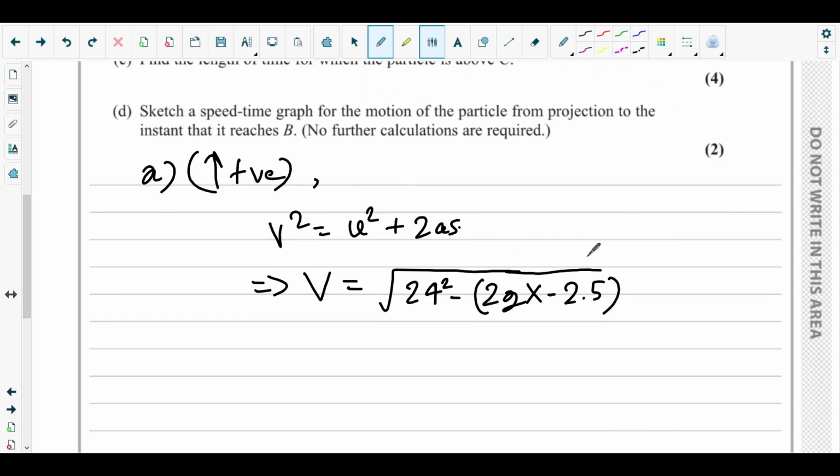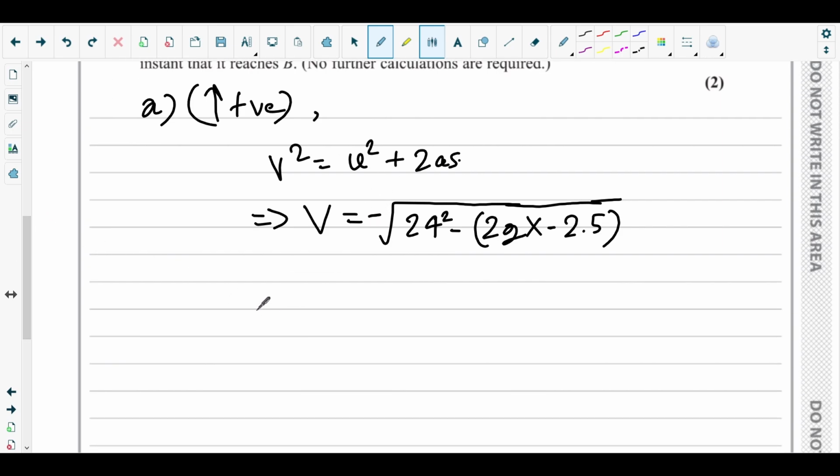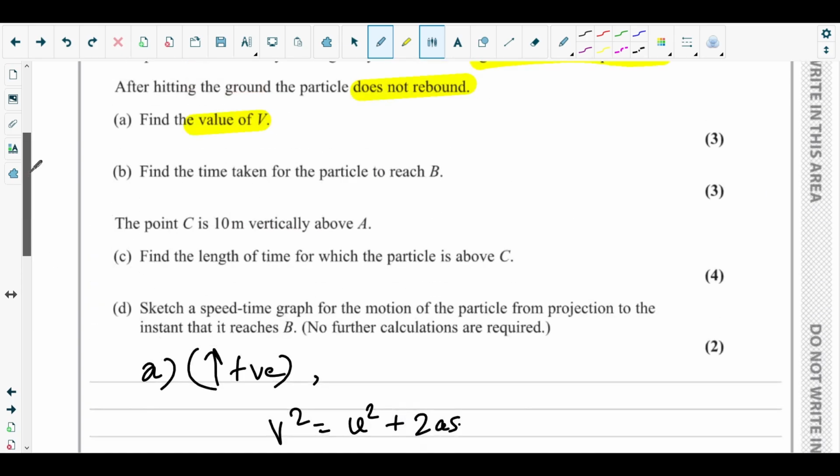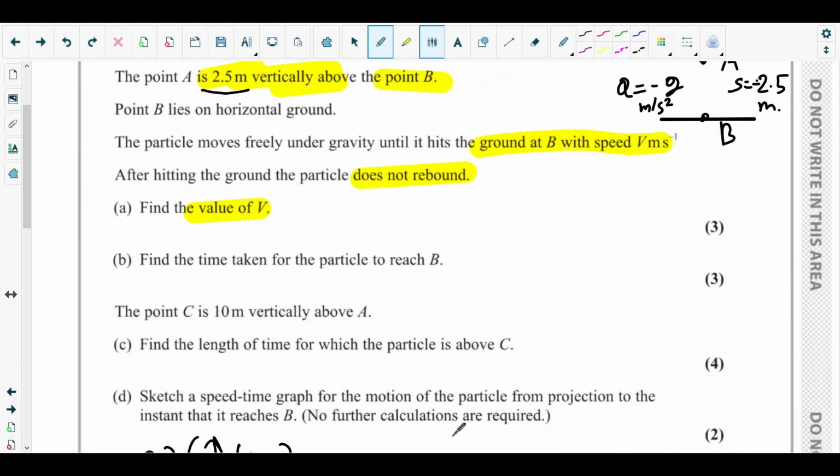The value of v would be negative. We will consider the negative value of v because v is towards the downward direction and we took downward as negative. So v equals how much? Use your calculator: 24 squared plus 2 times 9.8 times 2.5 gives you 625, and the square root of that is 25 meters per second, so v is negative 25 meters per second. That's the value of v, and that's what they asked in part A.